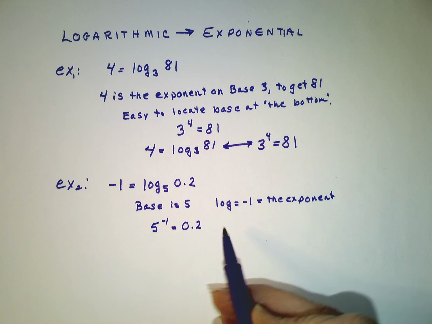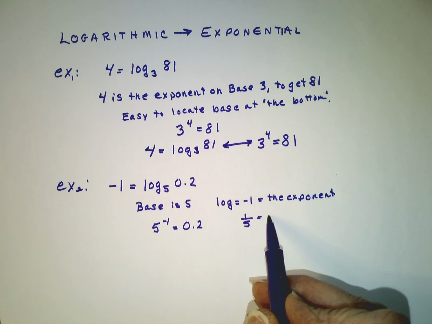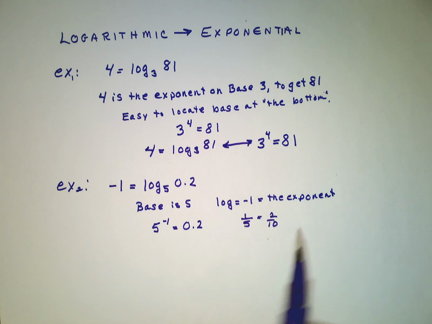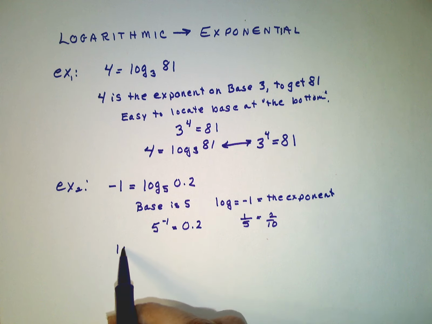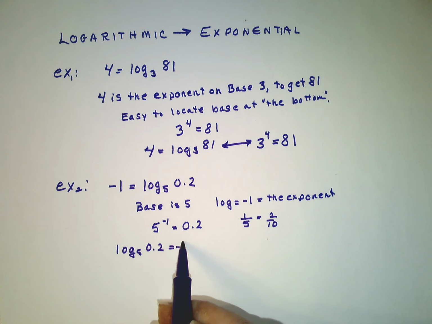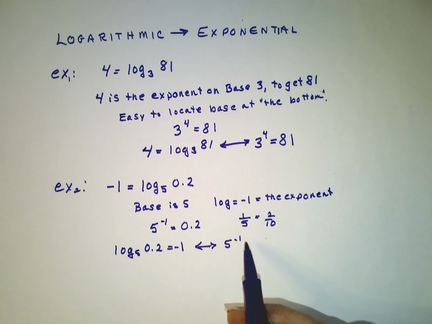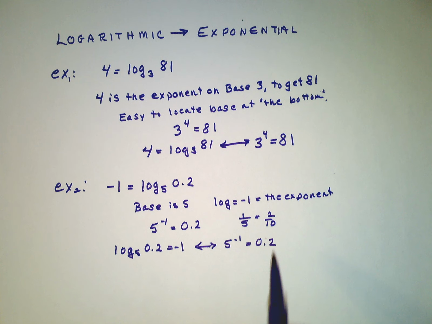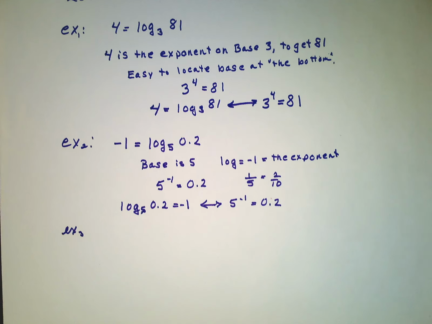We could check that 1/5 is the same as 2/10. But this and this say the same thing. Log base 5 of 0.2 equals -1 is exactly the same as 5 to the -1 equals 2/10. Except one's in exponential form, one's in logarithmic form.